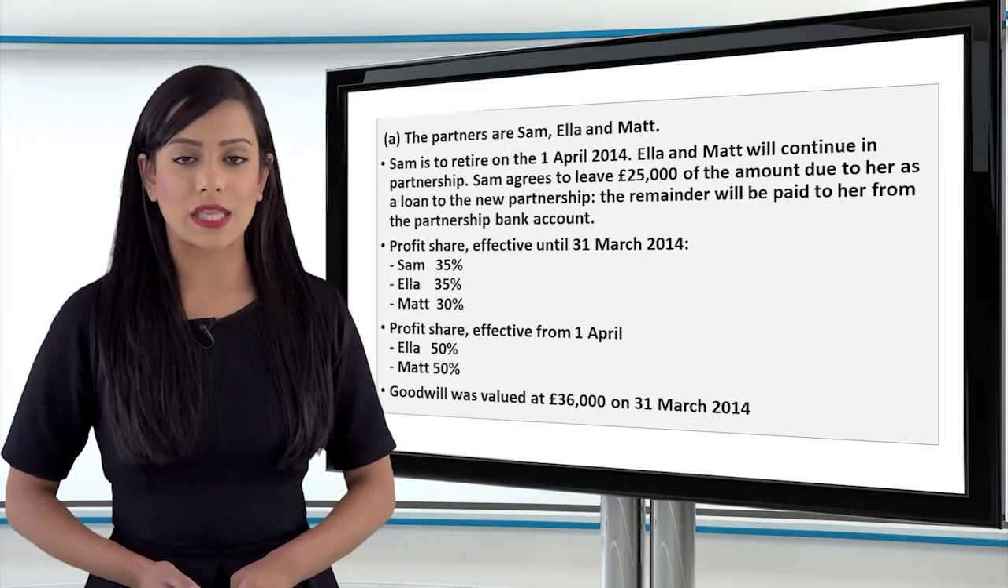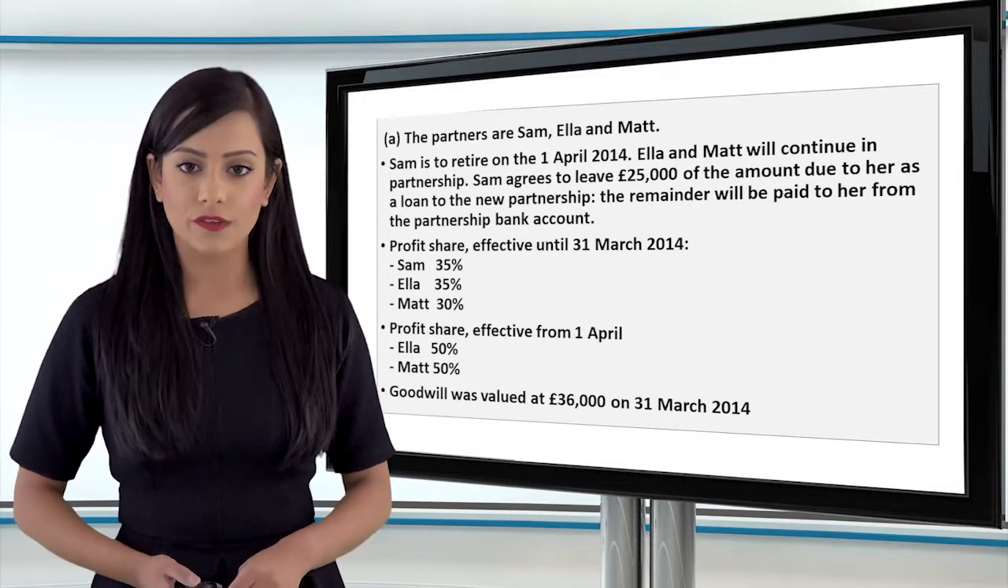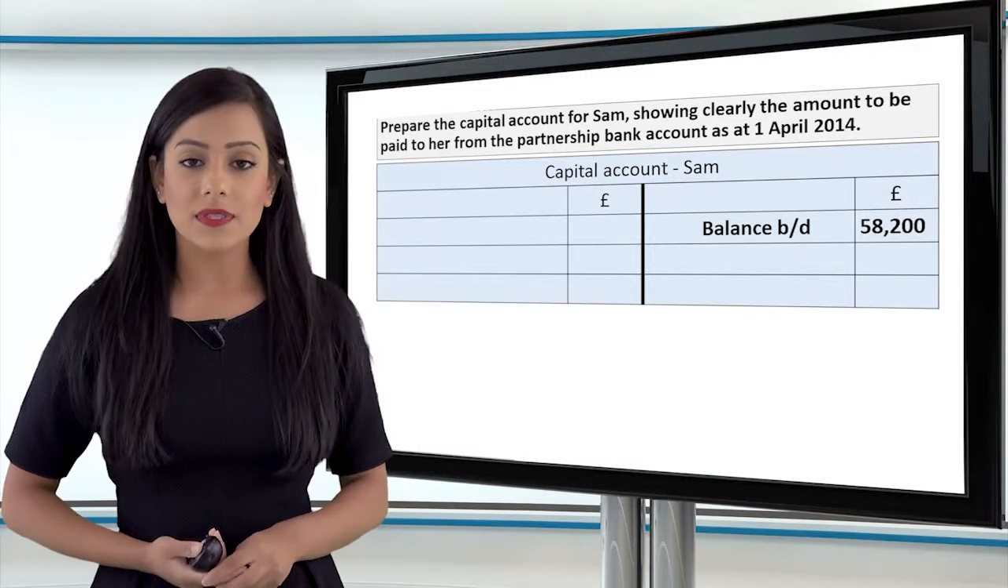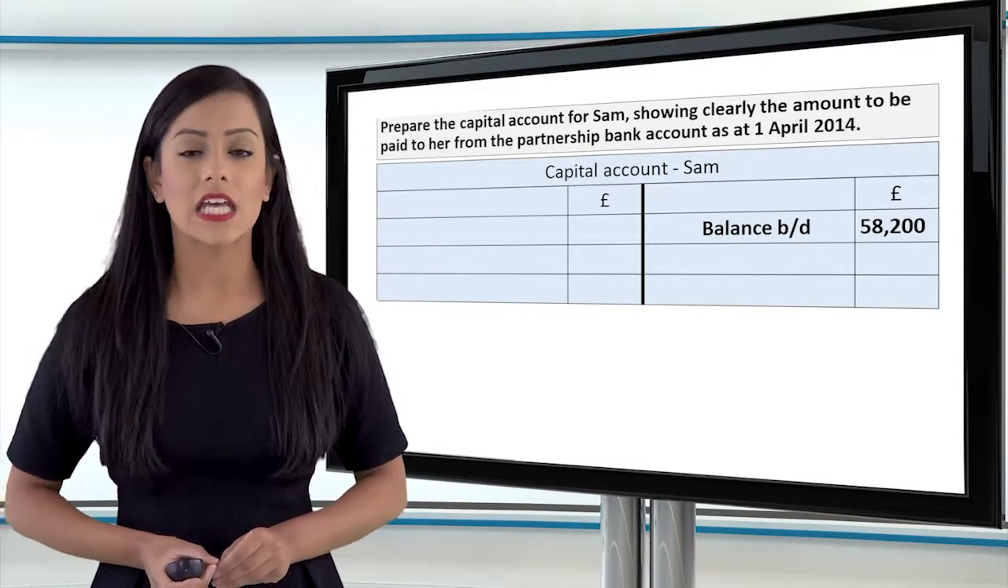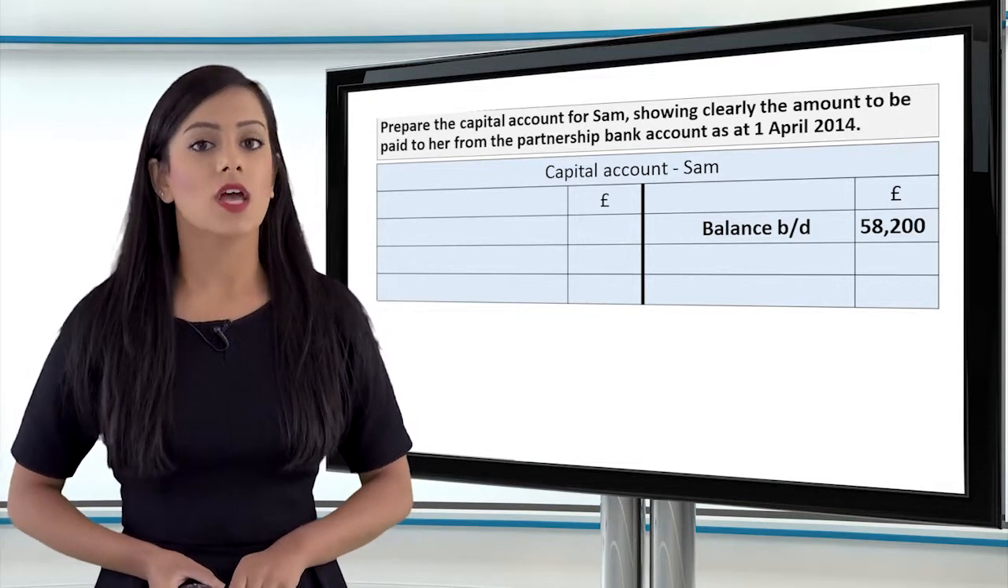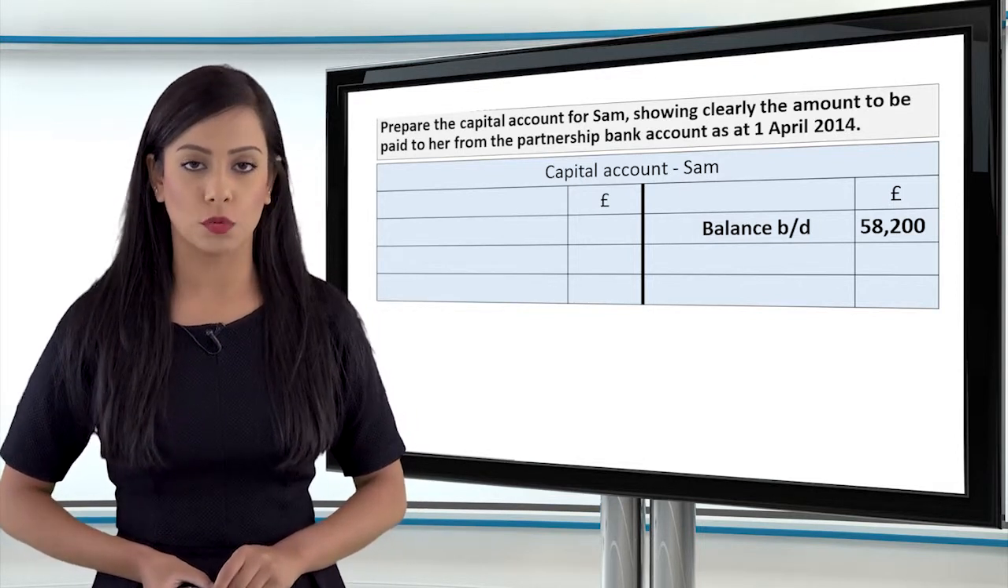Goodwill was valued at £36,000 on the 31st of March 2014. Prepare the capital account for Sam showing clearly the amount to be paid to her from the partnership bank account as at the 1st of April 2014.